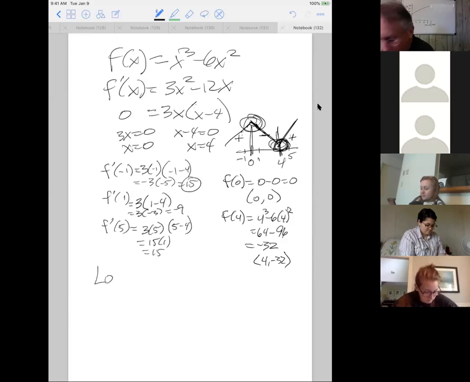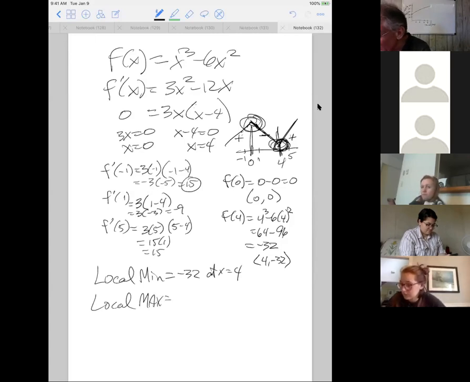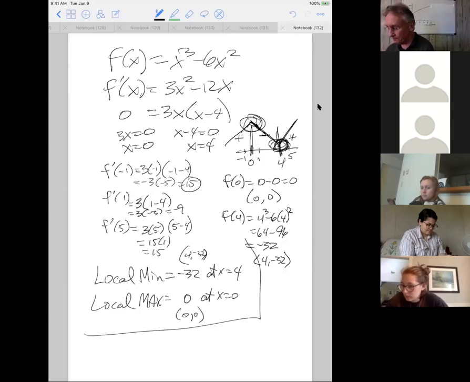So local, what did I say first on the quiz? Local min equals -32 at x equals 4, and local max equals 0 at x equals 0. Or you could have said the local min was (4, -32), and the local max was (0, 0). Those are both good answers too. Any questions at all on that?